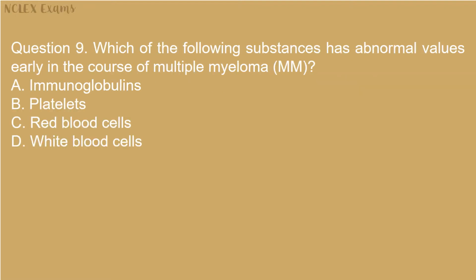Question 9. Which of the following substances has abnormal values early in the course of multiple myeloma? A. Immunoglobulins. B. Platelets. C. Red blood cells. D. White blood cells.